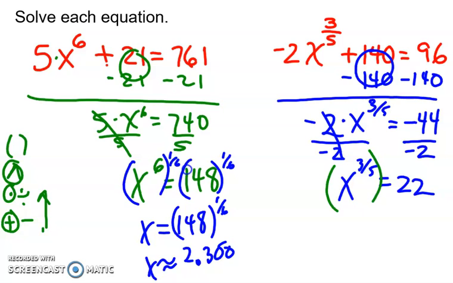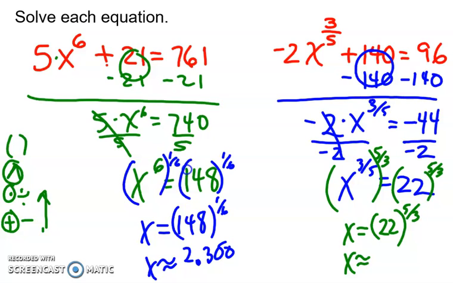To create a value of 1 here, we're going to multiply the 3/5 by an exponent of 5/3. That creates 15/15. You multiply 3 times 5 in the numerator and 5 times 3 in the denominator. And that's going to give me an exponent of 1. So it's 22 to the 5/3 exponent. So the answer will be approximately 172.731.